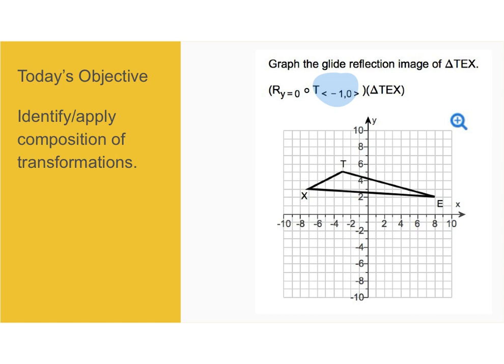I'm going to move everything over left 1. The blue points represent moving over to the left 1. Now I have to reflect over the line y equals 0. Well, that's the x-axis. After reflecting those points, you'll find the new home for E, T, and X like this. There is our figure after a glide reflection.